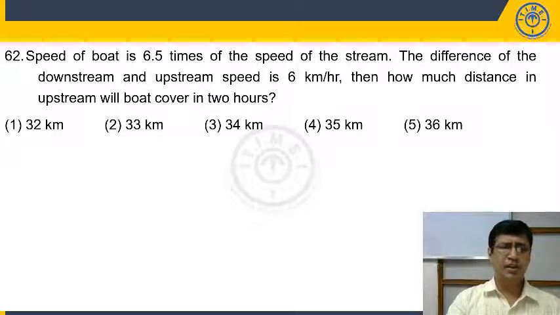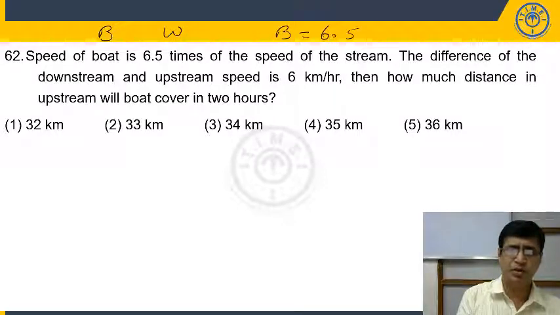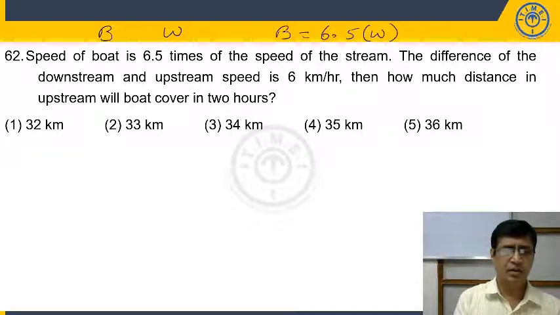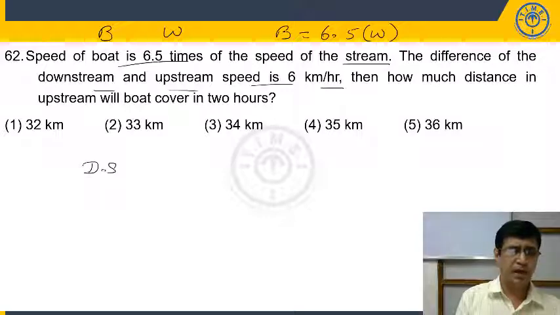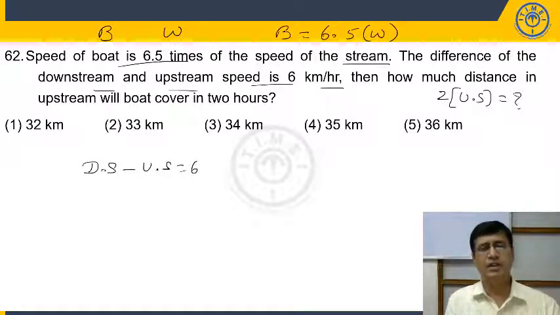The speed of a boat is 6.5 times the speed of the stream. I am using B for boat and W for stream. So the boat is equal to 6.5 times the speed of the stream. The difference between the downstream and upstream speed is 6 km per hour. Then how much distance in upstream will the boat cover in 2 hours?